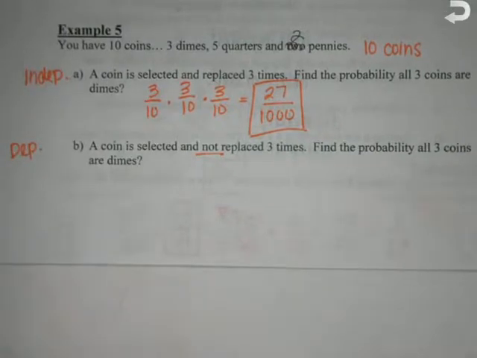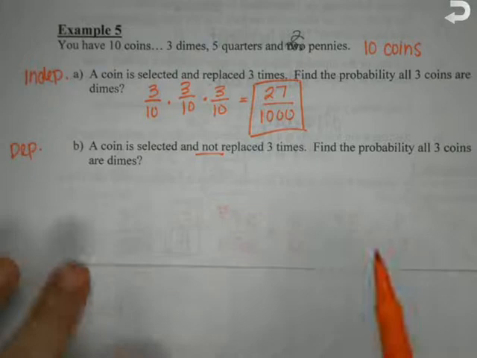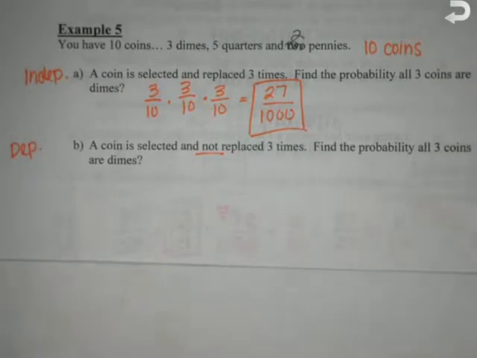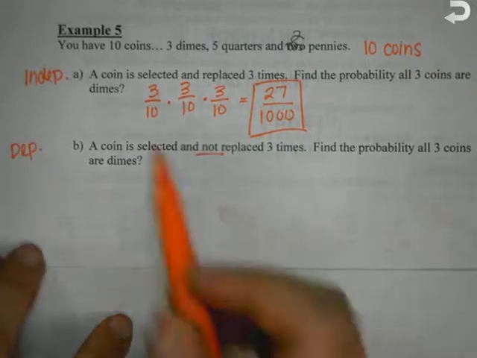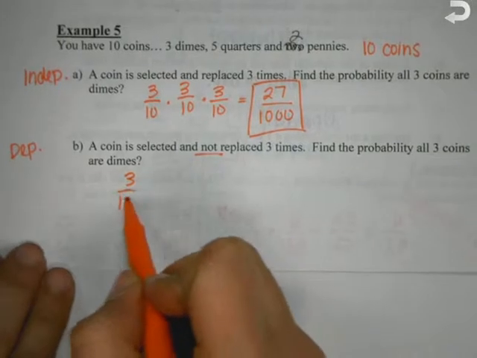So what's the probability of the first coin being a dime? 3 out of 10, times 2 out of 9, because I pulled a dime the first time, so there's only 2 dimes left and 9 coins to choose from. And then what about the third time? 1 out of 8.